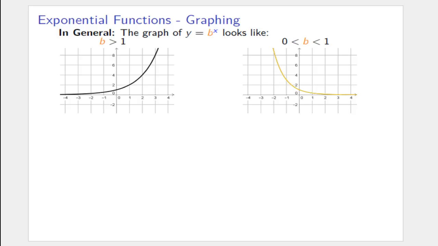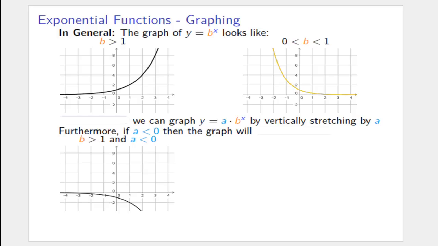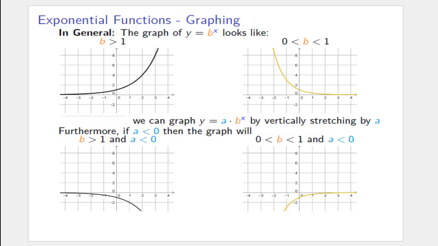Now we can take this a little further using our graph shifting again. If we have the function y equals a times b to the x, then our graph will be vertically stretched by a. And furthermore, if a is less than 0, then the graph will be reflected across the x-axis as well. In particular, if b is bigger than 1 but a is negative, then we get this graph. And if b is between 0 and 1 and a is negative, then our graph is the one above reflected across the x-axis.